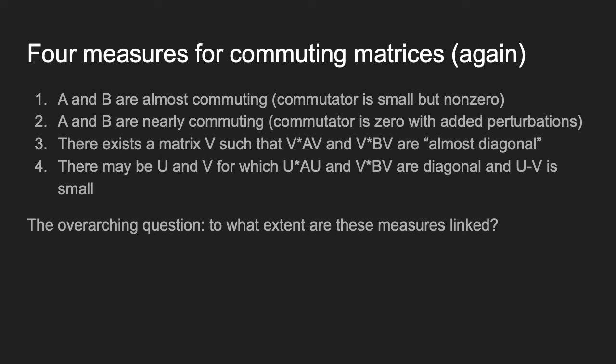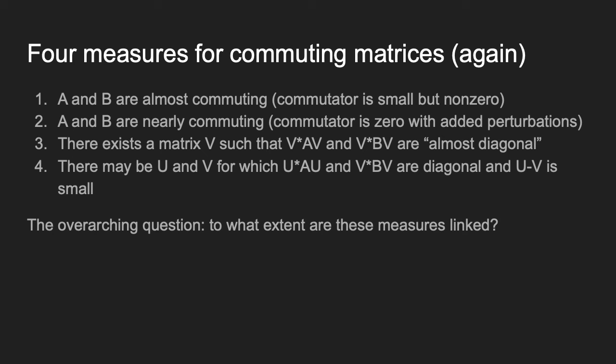So let's review the 4 measures of commuting matrices. Measure 1, A and B are almost commuting. In this case, the commutator is small but non-zero. Measure 2, A and B are nearly commuting. The commutator is 0 with added perturbations to one or both matrices.